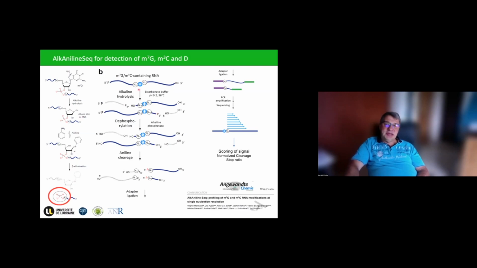So our procedure consists of alkaline hydrolysis, which will fragilize m7G and some other modifications, then dephosphorylation to remove all possible phosphates which may give a background, and aniline cleavage, which reveals this phosphate and the N+1 nucleotide. Then we apply standard methods for adapter ligation at the 3' end and 5' end, amplification and sequencing, resulting in this type of alignment of reads at the N+1 nucleotide in the sequence. Then we have to score the signal with different scores indicated here.